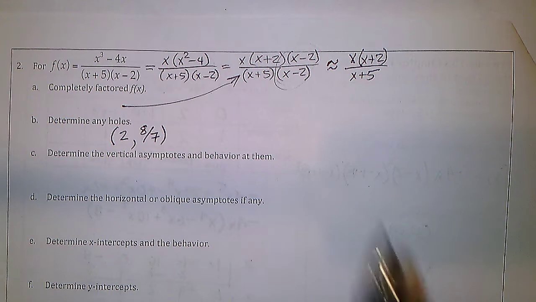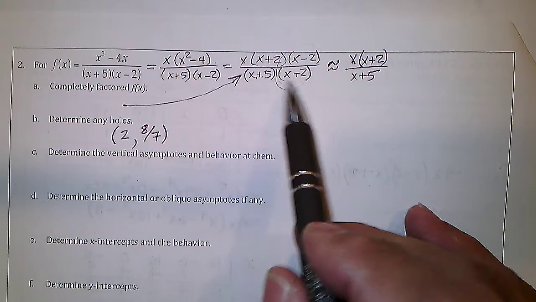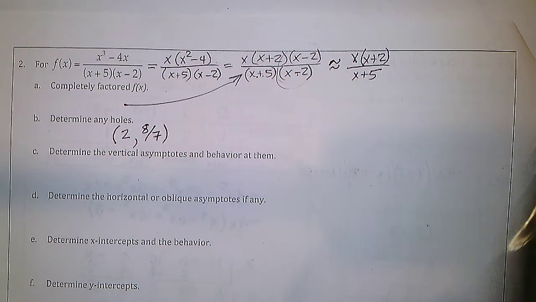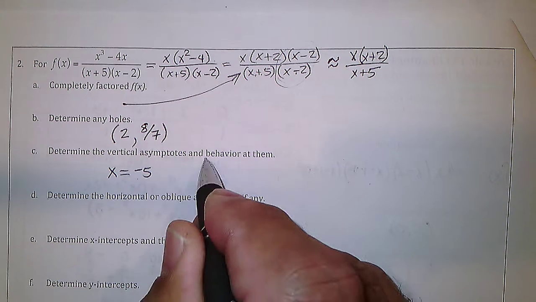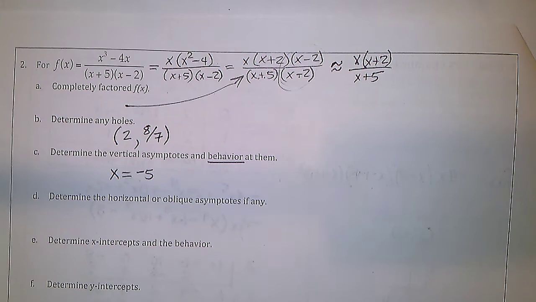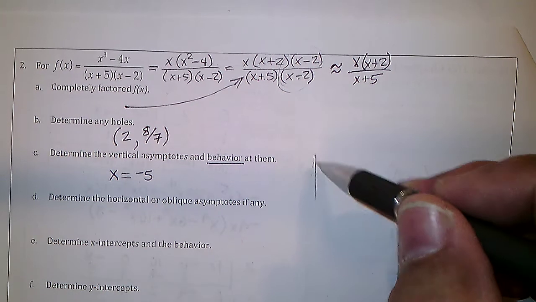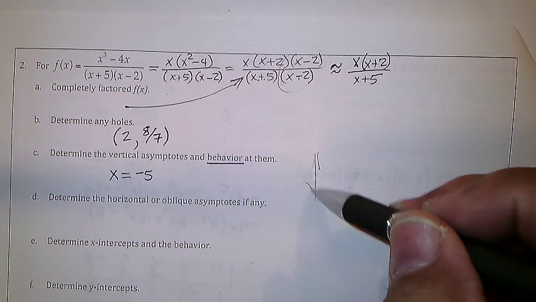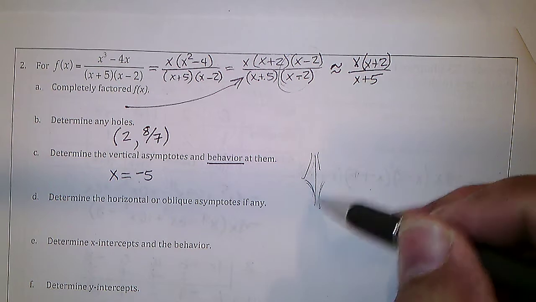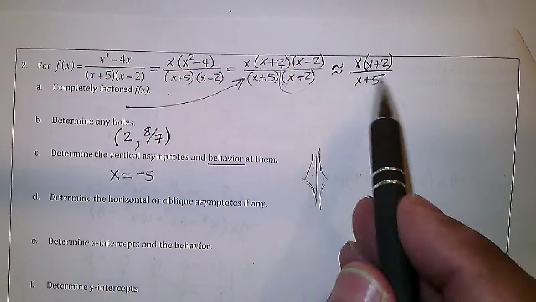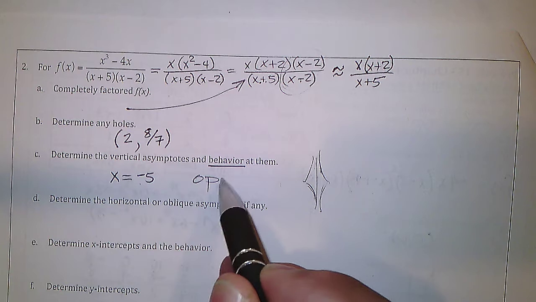Okay, vertical asymptotes. That would be what causes the denominator to be 0, but that's the hole, so not that one, this one. So that would be x equal negative 5. And when I'm asking for behavior at a vertical asymptote, I want to know whether at that asymptote, do they both go up in the same direction, or both go down, or do they go opposite directions? And since it's a single factor, they go in opposite directions.